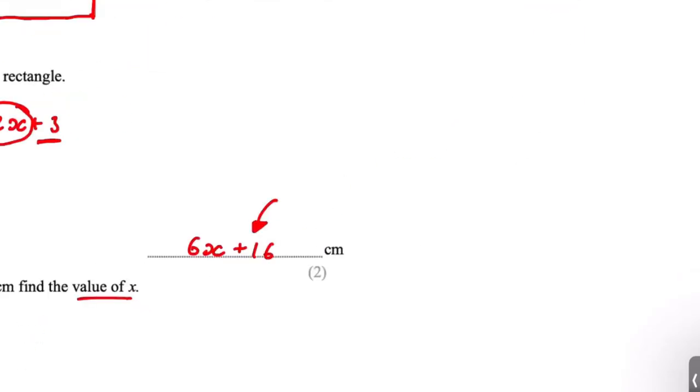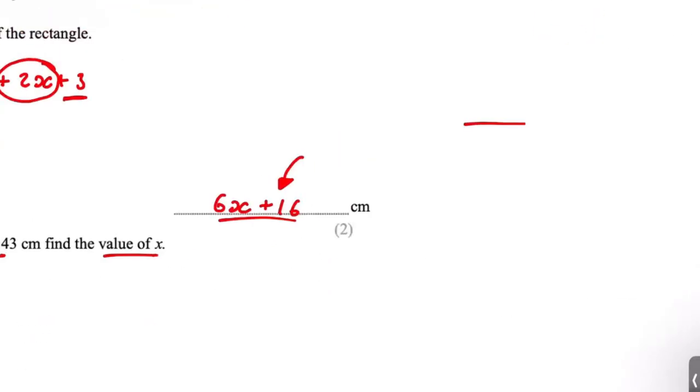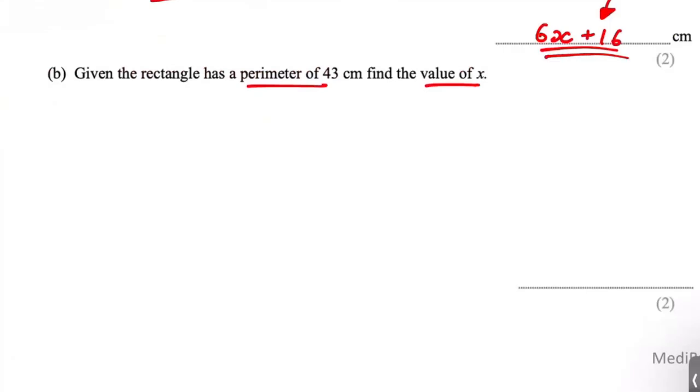That means this that we've worked out over here, 6x plus 16, must be the same as the perimeter of 43. So 6x plus 16 must be the exact same as 43. So all we're going to do, we want to work out the value of x. Now, because we want to work out that, we're going to get x by itself. So we need to get rid of all the numbers.